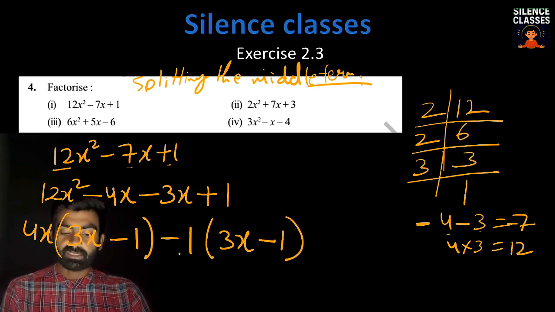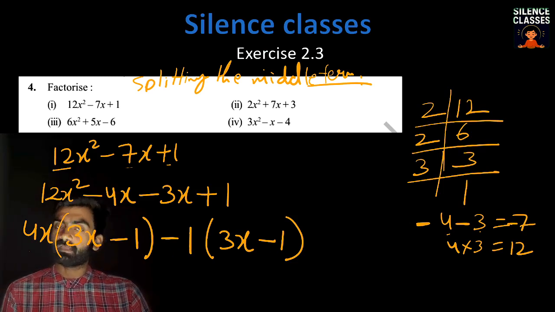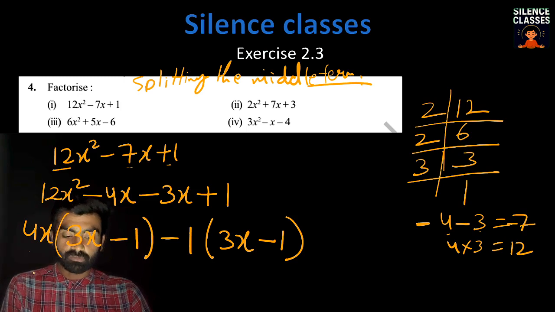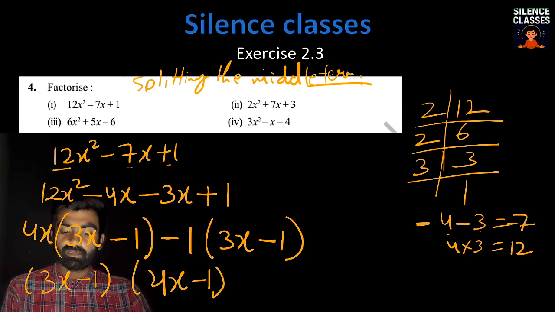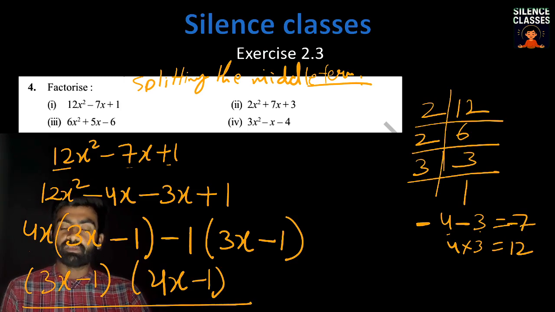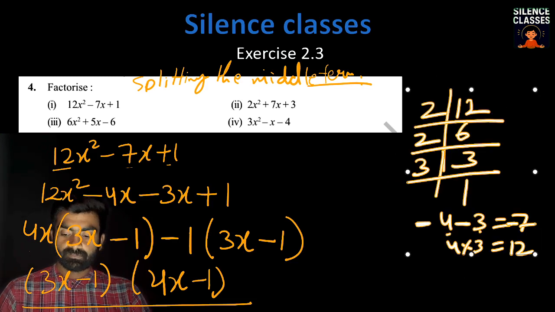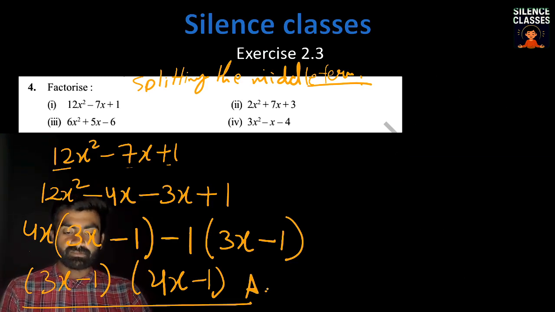Once we take minus 1 as common, we will get 3x minus 1. Once we open the bracket, you can check it out: 4x multiplied by 3x, we will get 12x square. 4x multiplied by minus 1, we will get minus 4x. If I multiply minus 1 by 3x, we will get minus 3x. If I multiply minus 1 by minus 1, we will get plus 1. So I am absolutely correct. So 3x minus 1 and 4x minus 1 are the factors of this given polynomial. Okay, and this is the answer.